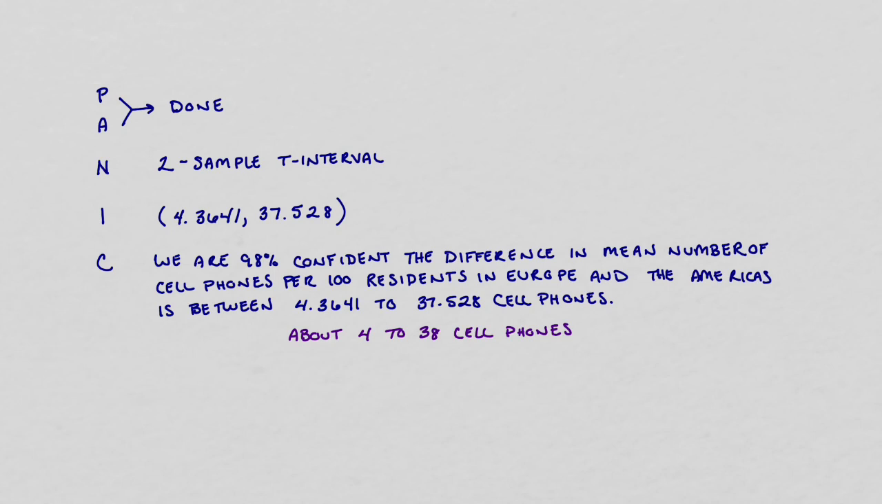If that doesn't quite ring well with you because you're like, how do you have a decimal form of a cell phone? Remember, we are kind of looking at averages here. But if you wanted to round it to the ones place, I would just ask you include the word about to really indicate to the reader that you did round this. So maybe between 4 to 38 cell phones.